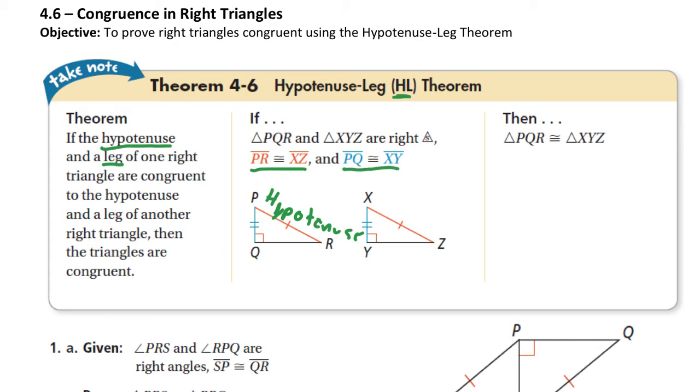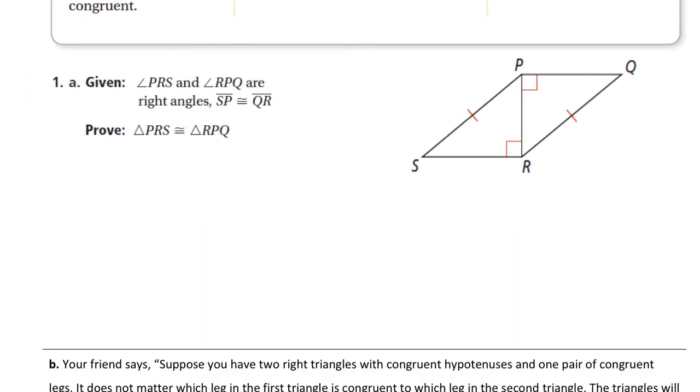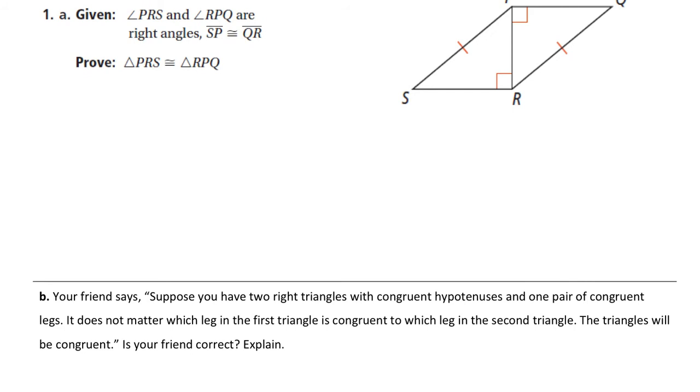PQ and XY are legs. Now it doesn't matter which pair of legs are congruent as long as one pair of legs are congruent and the hypotenuses are congruent. Those triangles are congruent by what we call HL. So to talk about that, for example 1, we are going to do a short proof, and we are given that PRS and RPQ are right angles. SP is congruent to QR. We want to prove that PRS is congruent to RPQ.